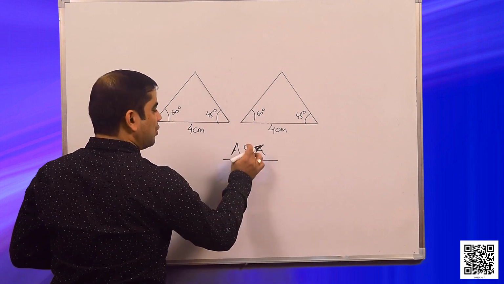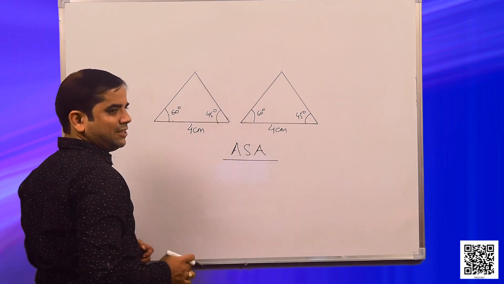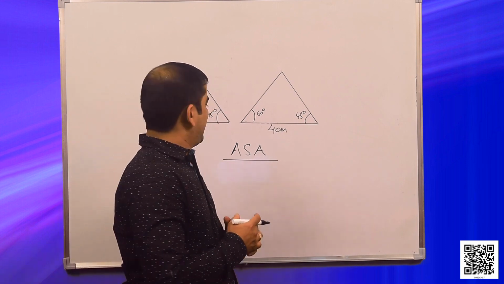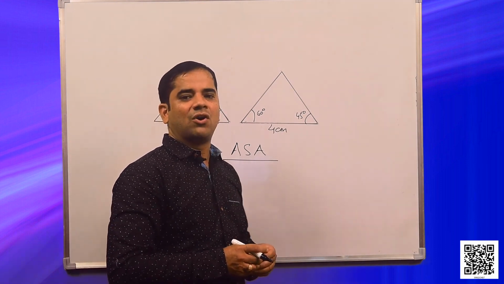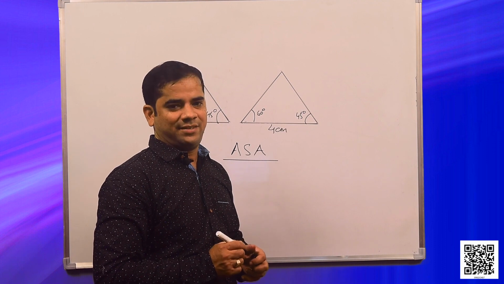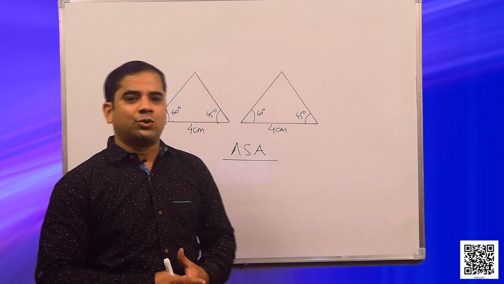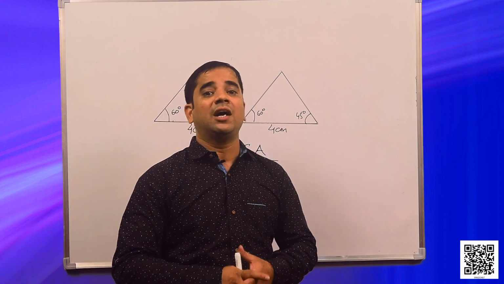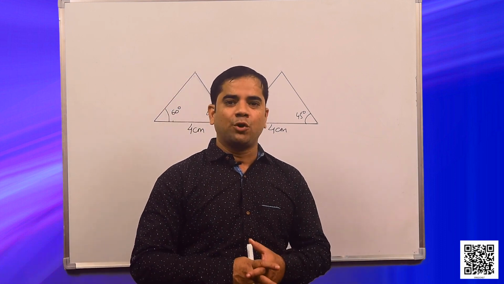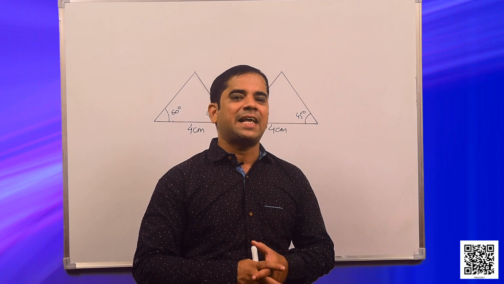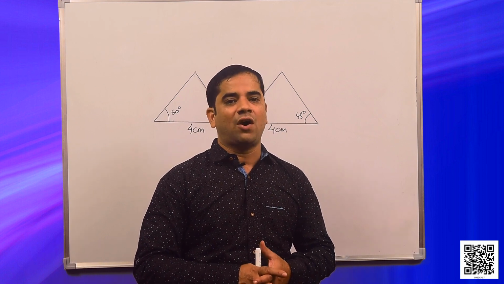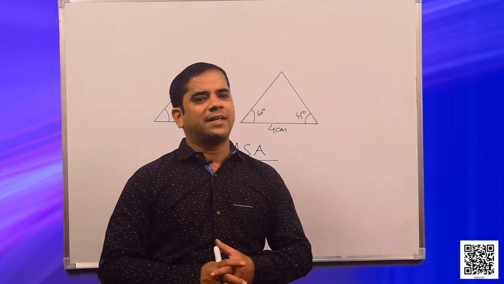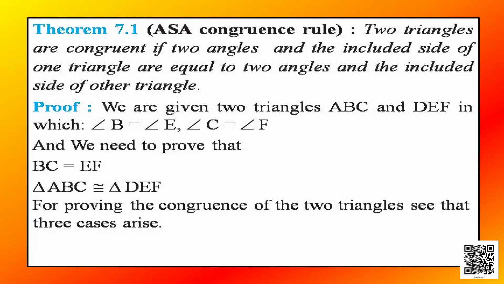Angle, included side and angle. So, this gives us the ASA criterion for congruency of triangles. Okay? Students, since this result can be proved, it is called a theorem, and to prove it we use the SAS axiom for congruence. So, what does Theorem 7.1 say?